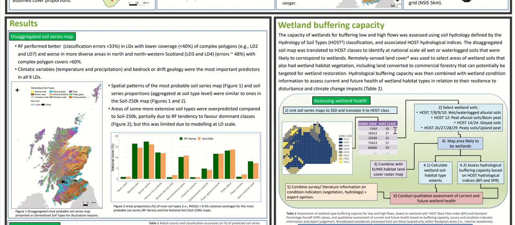We also briefly present an example of how the disaggregated map can be used for land assessments. Here we used the disaggregated soil map to translate it to the hydrology of soil types, soil hydrological classes, in order then to select wetland soils, soils that were wet or soils that were peaty or peat.